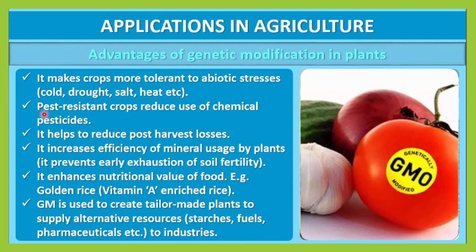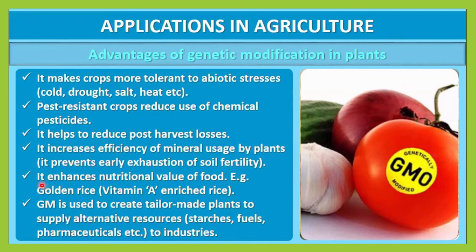You can develop pest resistant crops, which will reduce the use of chemical pesticides. This is an eco-friendly method, because chemical pesticides act as pollutants. So using pest resistant crops will be a very eco-friendly method. The third one is that it helps to reduce post harvest losses. This is also very important. It increases the efficiency of mineral usage by plants, and it will prevent early exhaustion of soil fertility.